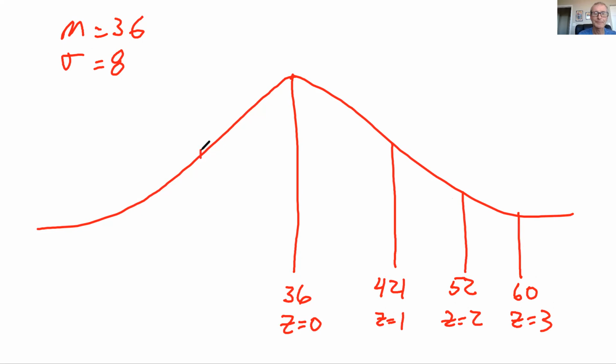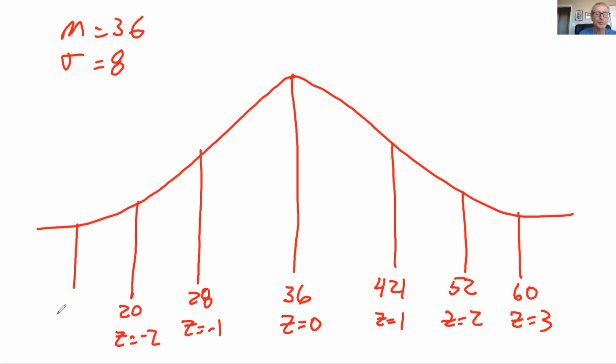We go the other way. This would be minus 8, so that would be 28 with a z-score in this case of minus 1. This would be 20 with a z-score of minus 2. And this would be 12 with a z-score of minus 3.